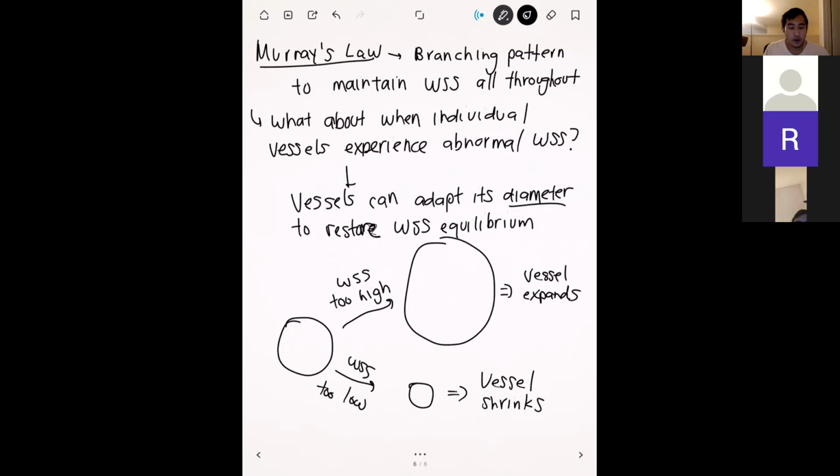And so it shrinks to concentrate those velocity gradients within that vessel wall so that you bump that wall shear stress up. Okay. And so this is just one way that your vessel wall can respond to wall shear stress. Okay.